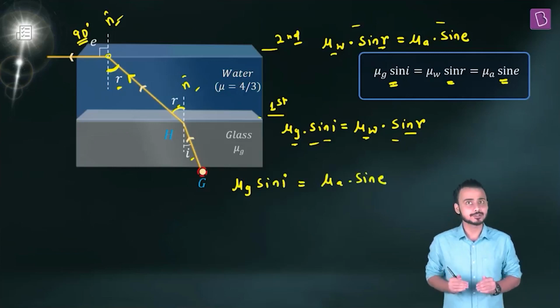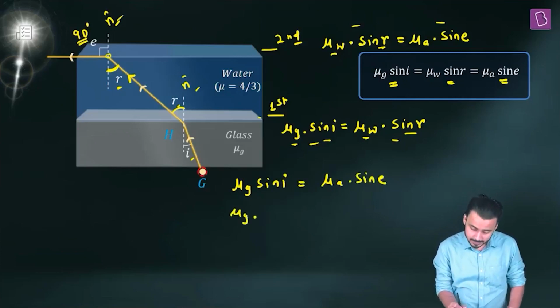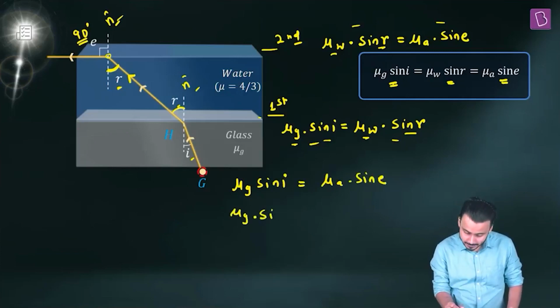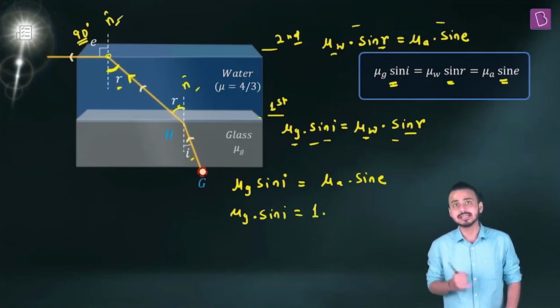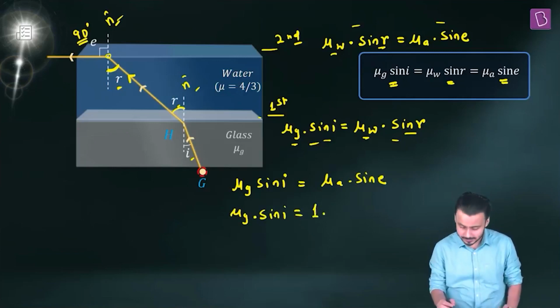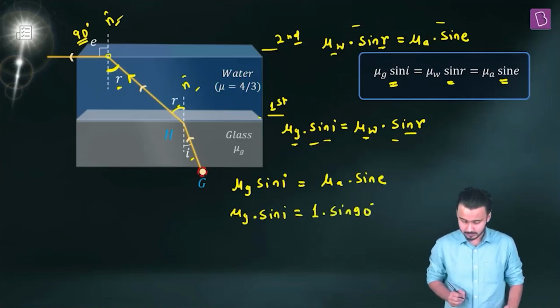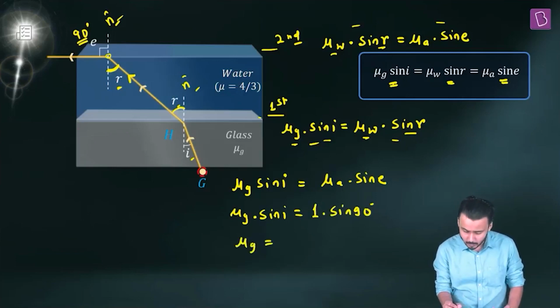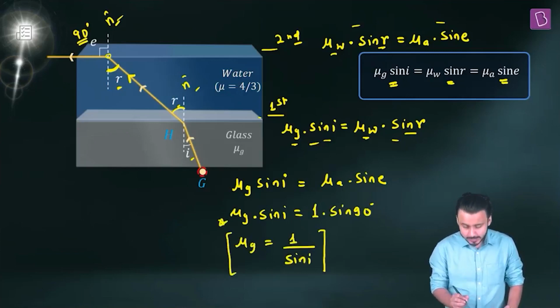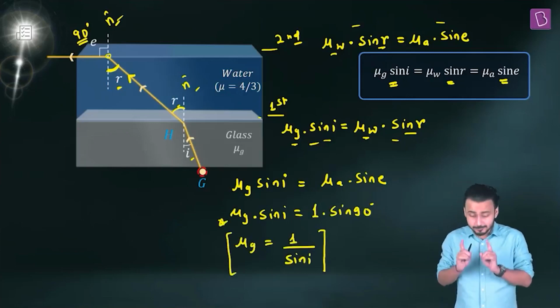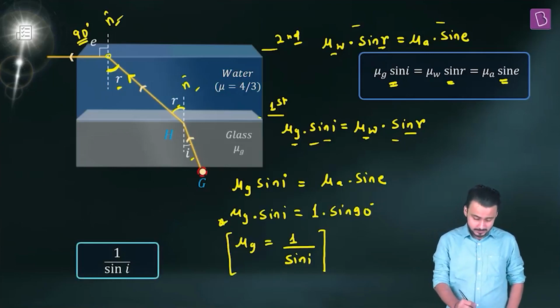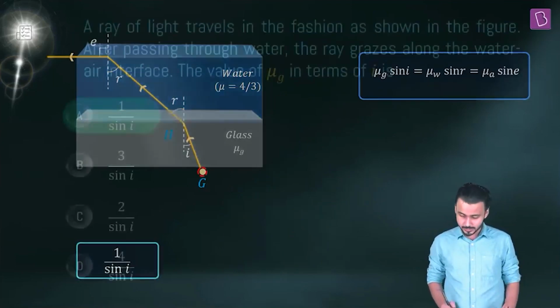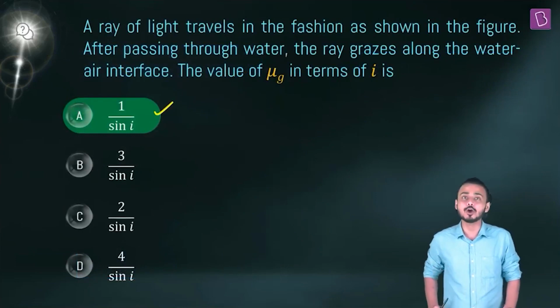Now you just have to put in the values. The value of mu g multiplied by sine I is equal to mu air, which is 1, into sine E. Now E is 90 degrees in this case, so sine 90 is 1. Here it becomes mu g is equal to 1 upon sine I. Simple. So the answer to this problem, in terms of the angle I, is that the refractive index of the glass medium is given as 1 upon sine I. Let's look into the answer. 1 upon sine I, that's the correct answer. Let's look into the options. Option A will be the correct option in this case.